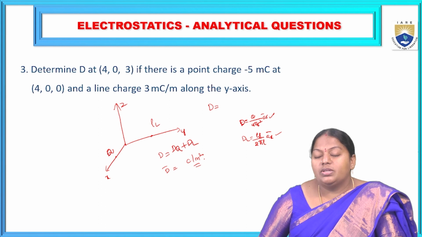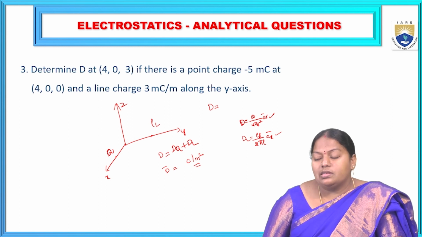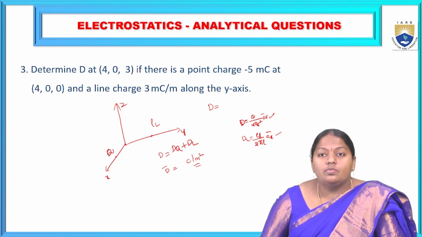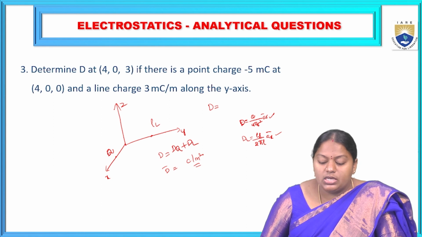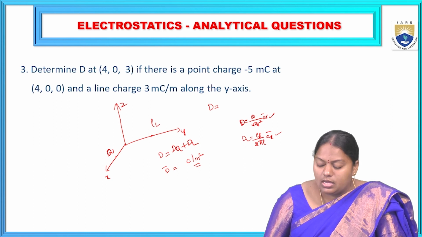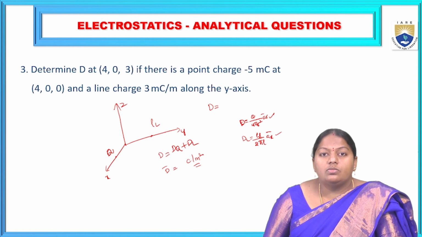Electric flux is generally measured in coulombs, and since it occupies some area, we measure it in terms of density as coulomb per meter square. So the flux density due to the point charge as well as the line charge density is measured in coulomb per meter square.